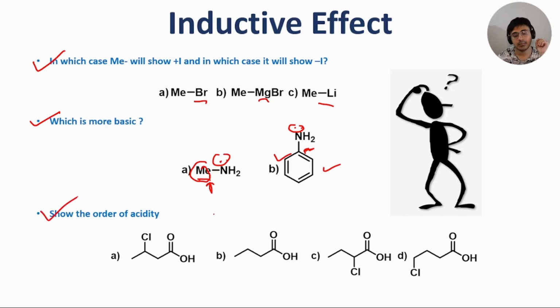Third question, show the order of acidity for this kind of acid where the position of the chlorine changes. Again, this question can be answered with the help of the stability of the conjugate base. The more the minus I effect, the more stable the conjugate base. Now you have to understand in which case the minus I effect will be more. Here the proximity of the chlorine is important. I told you how the inductive effect changes with the length of the carbon chain. You have to keep that concept in mind and answer these questions.